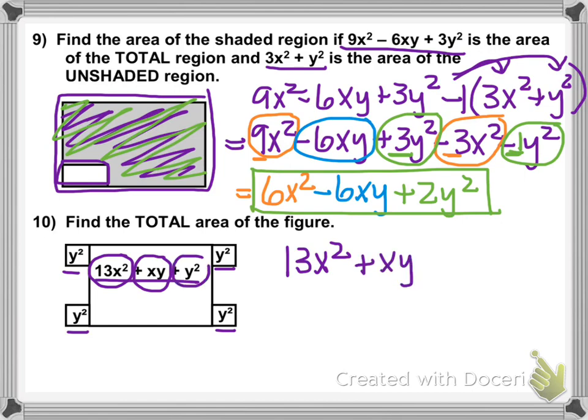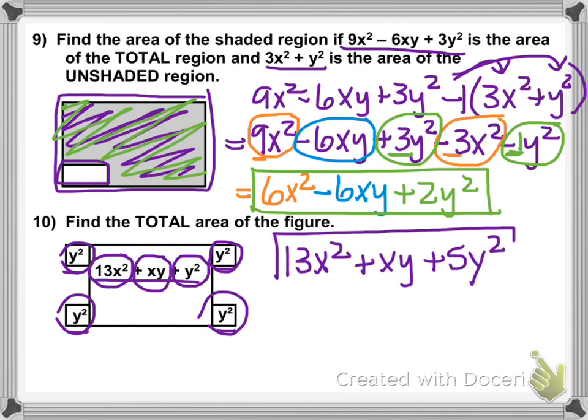And then I've got the y squared here, but then I've got 4 other y squareds. So altogether I've got 5 1y squareds. Or you could think of them all as having a 1 in front. If you add the 5 1s together, you'll get 5. So plus 5y squared. And that is simplified. That represents the total area of the region.